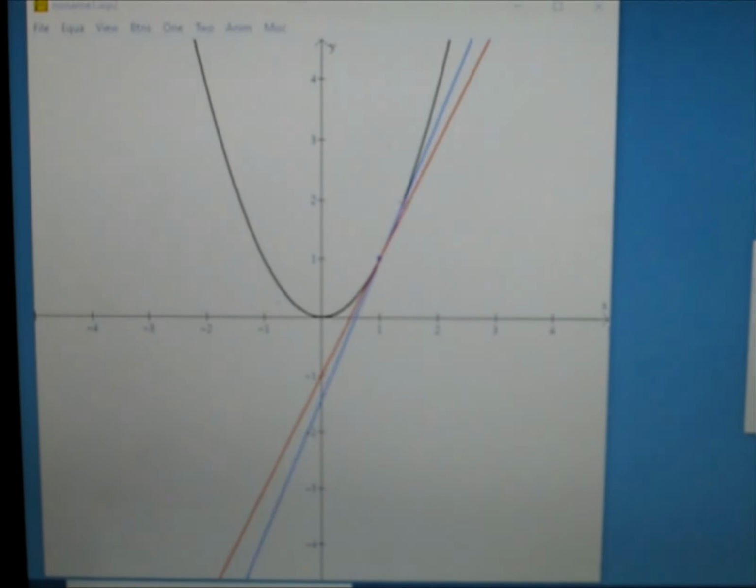Now I could have also done this. I could have put the secant line on the other side and made it at the time interval from 1 to 2. And as I get closer and closer and make that time interval less and less, look what's happening to that blue secant line. It's now right on top of the tangent line.